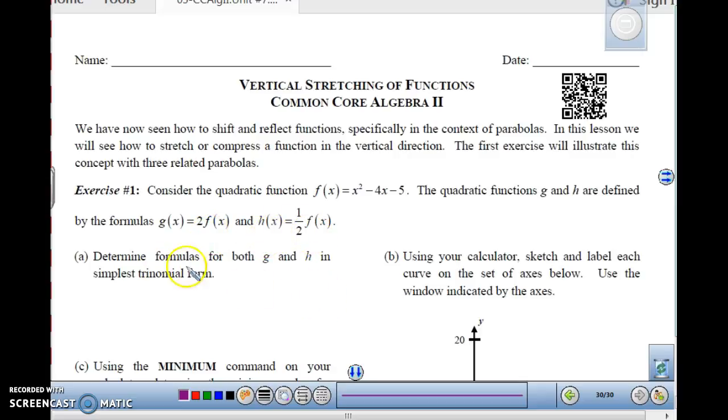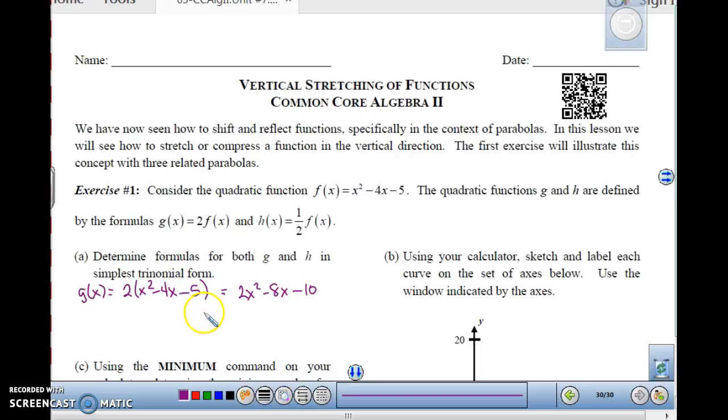All right, so if I wanted to determine a formula for both g and h in simplest trinomial form, if I look at g right here, it says 2f of x. Well, basically, you're taking f of x and multiplying it by 2. So g of x will equal 2 times x squared minus 4x minus 5. So that's going to be 2x squared minus 8x minus 10.